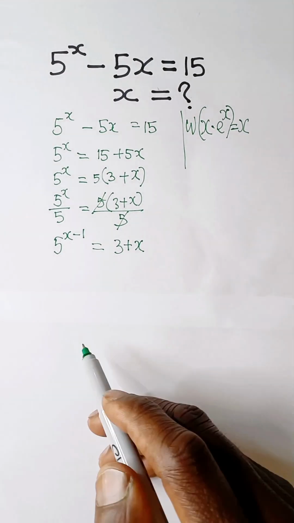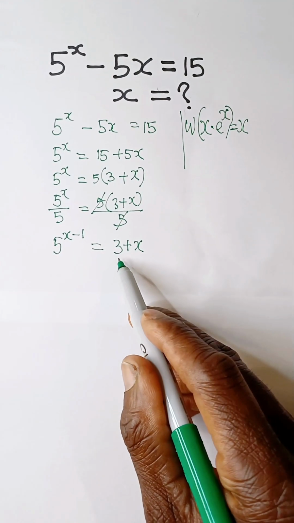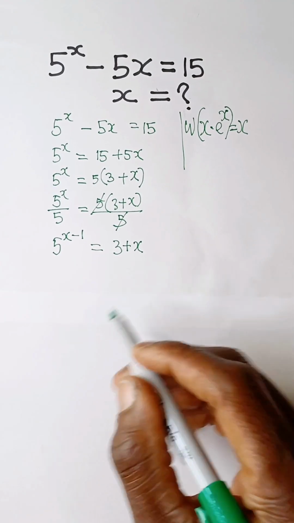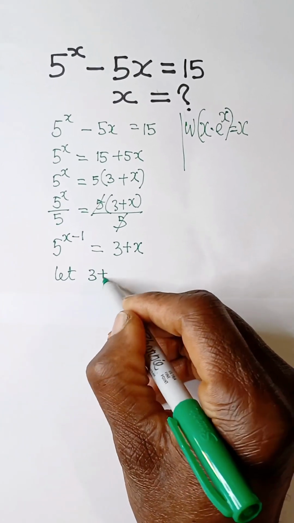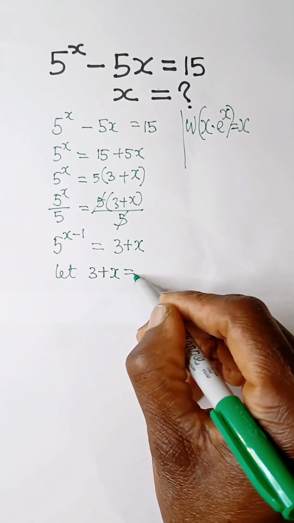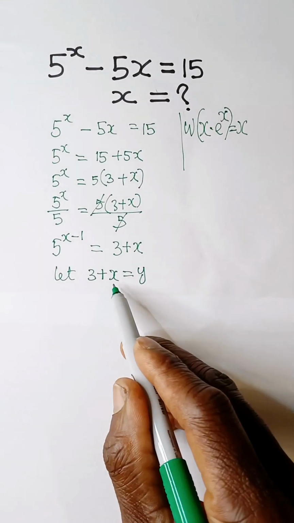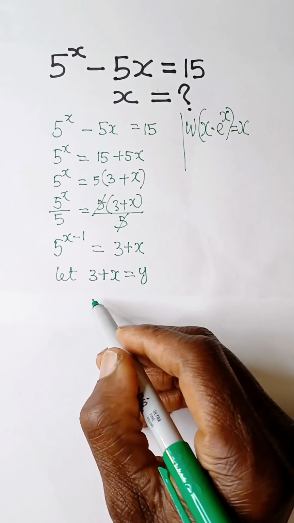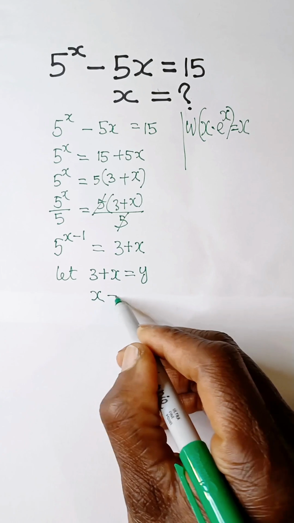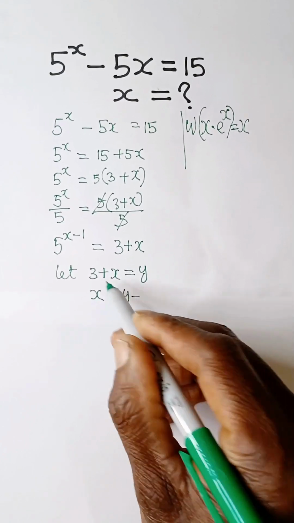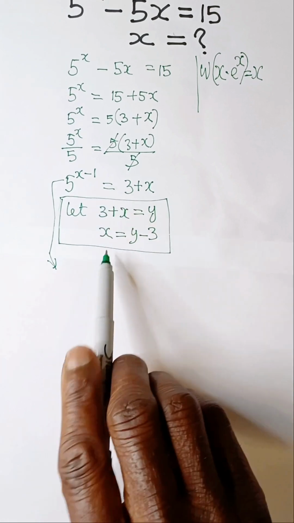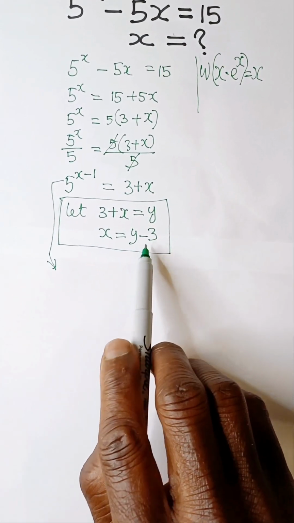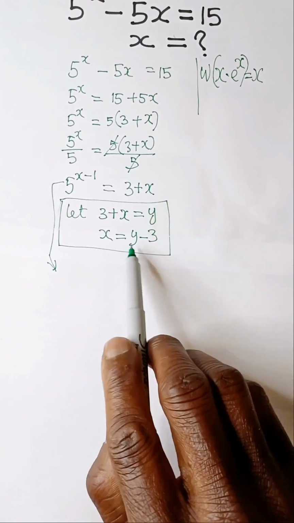Now let us make a substitution. Let us replace 3 plus x with y. Let 3 plus x equal y. Let us make x the subject of the equation. We have that x is equal to y minus 3. In this equation, we will replace x with y minus 3, and we replace 3 plus x with y.